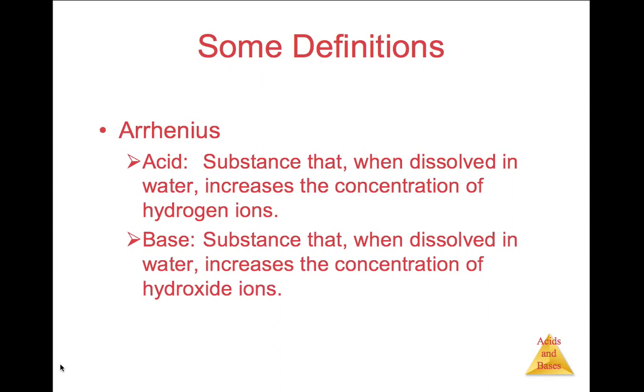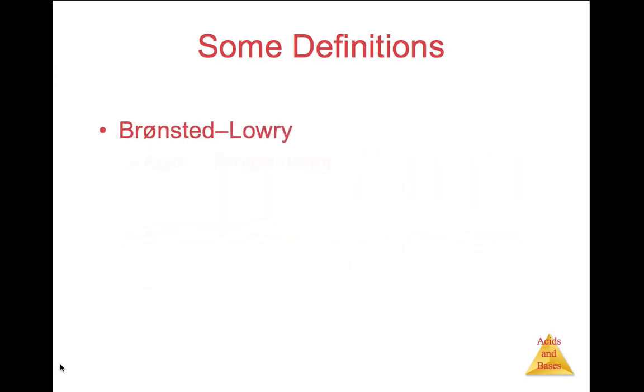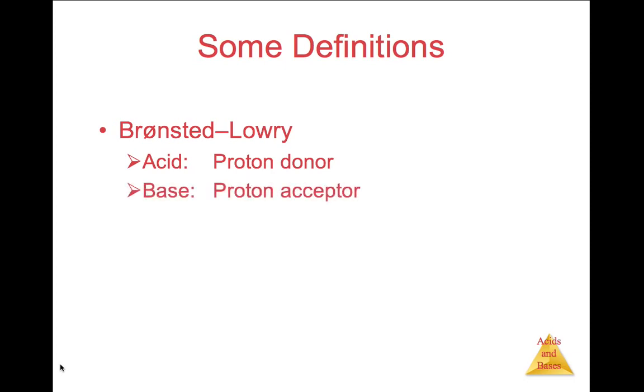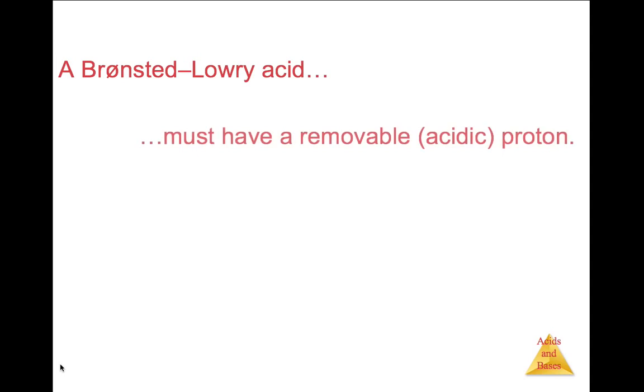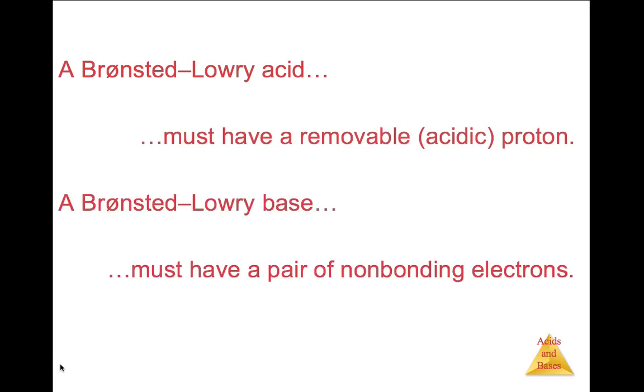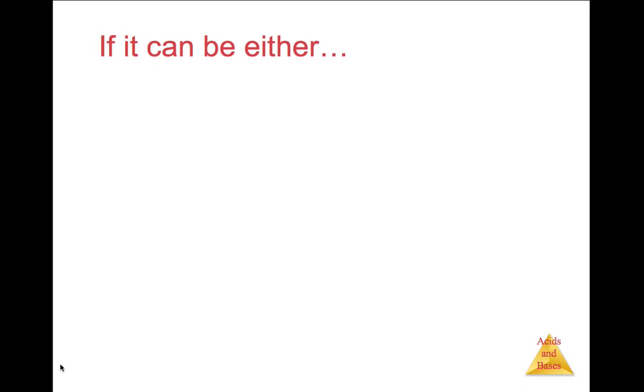This limited the number of things that were acids and bases, and so Bronsted and Lowry came along in the early 1900s and said that acids were proton donors and bases were proton acceptors. Remember that protons are H plus ions, hydrogen ions. A Bronsted-Lowry acid must have a removable or acidic proton. A Bronsted-Lowry base must have a pair of non-bonding electrons for that hydrogen ion to go and glom onto.